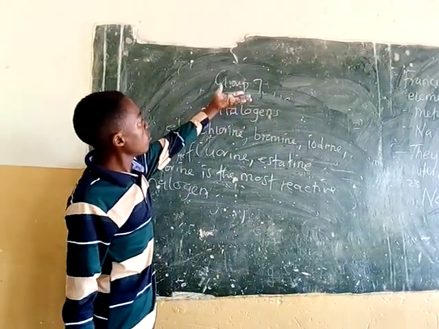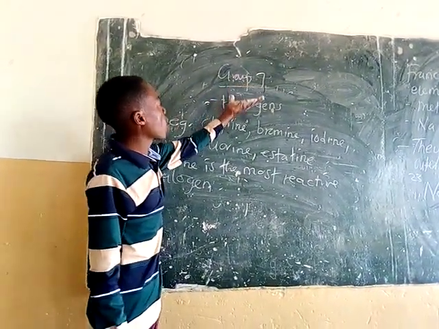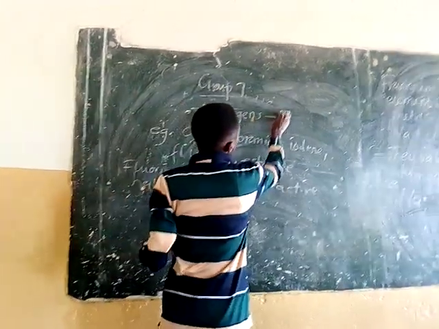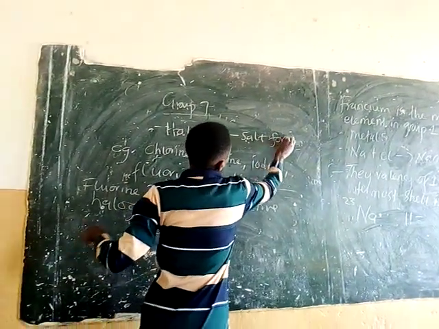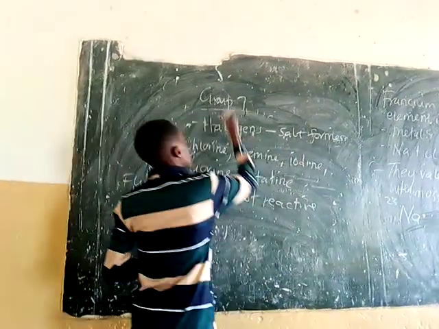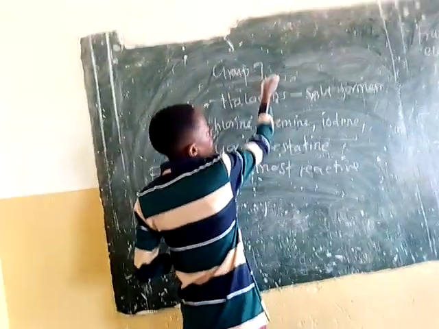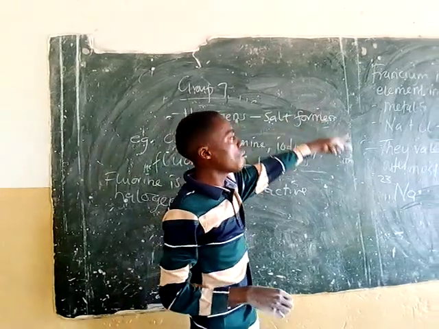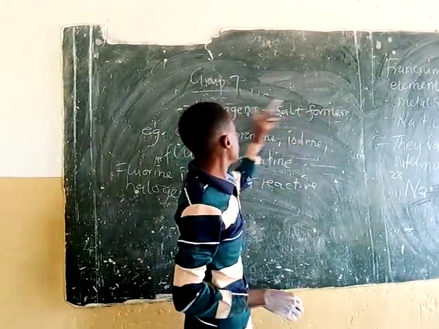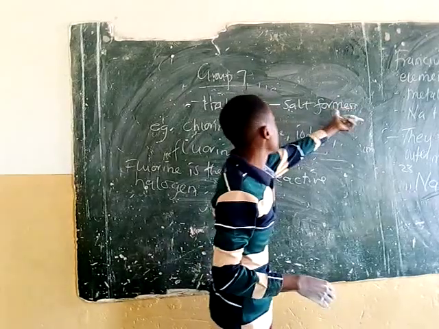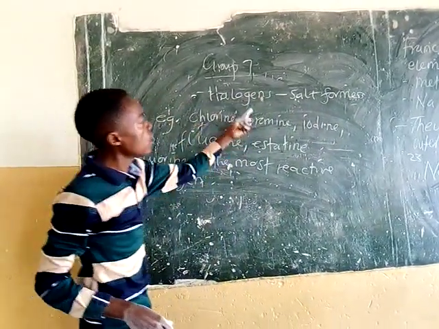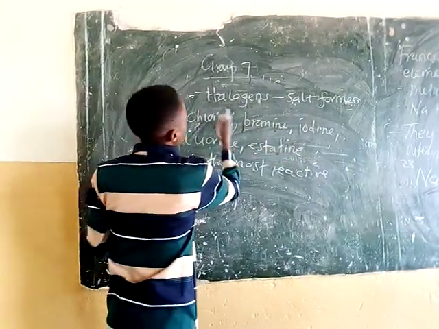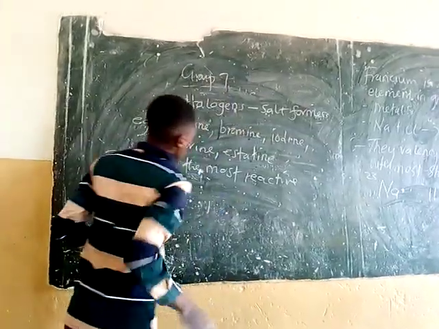So the family of elements belonging to group 7 are called halogens. Now, halogen means salt formers. The reason group 7 elements are referred to as halogens is because they form salts. When they combine with elements from group 1, they produce salt. Hence the word halogen means salt formers. Examples of halogens are chlorine, bromine, iodine, fluorine, and astatine. All these elements belong to group 7 of the periodic table.